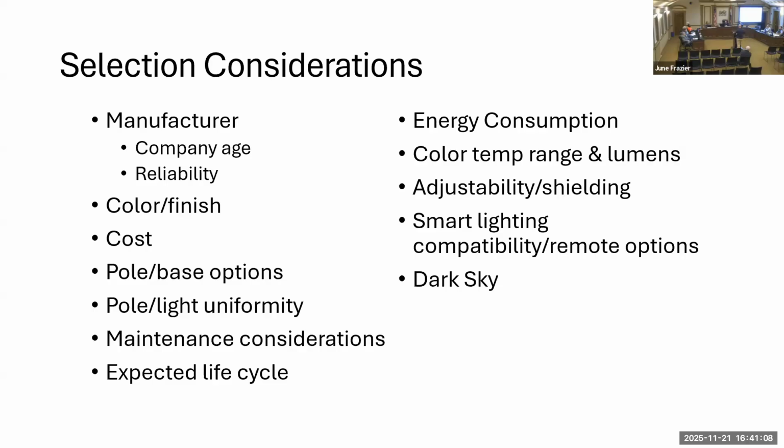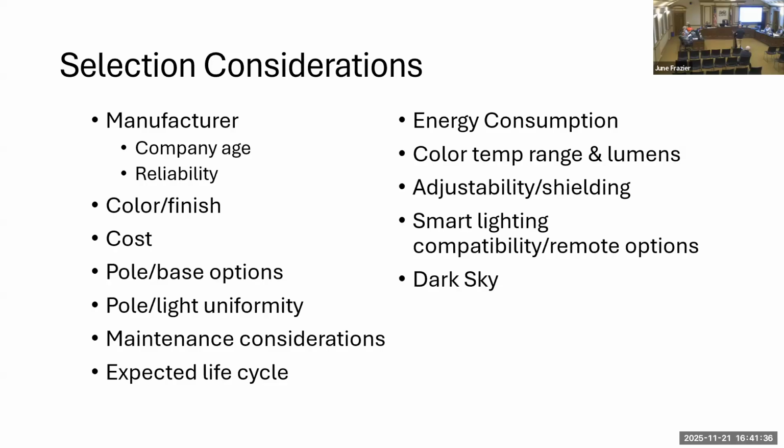Considerations of maintenance, just ease of accessibility. So we're making sure our operations staff reviews any light that we select. The life cycle, which factors, that should have been right there with the cost. Energy consumption, color temperature range, and lumens. The lumens will be selected by the engineer doing the design. Every light comes in different brightness/lumen levels that will be made to fit those IES standards for uniformity.